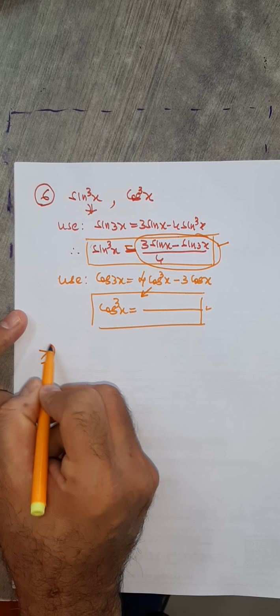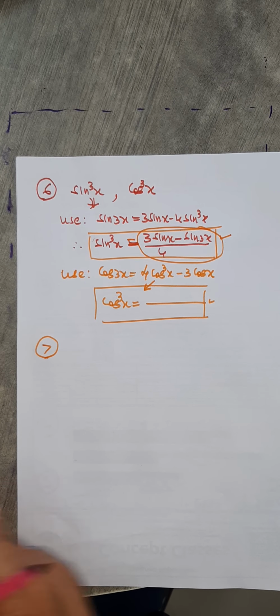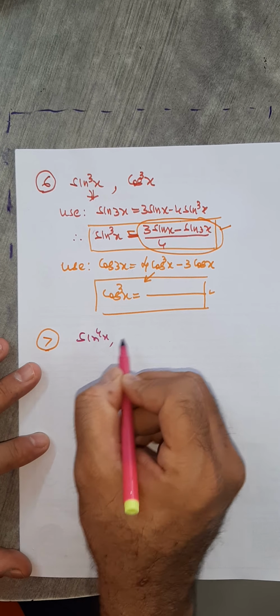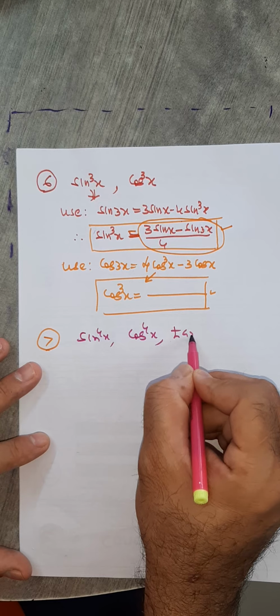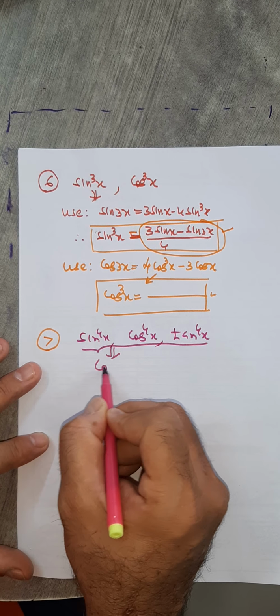One more point, the 7th point here. If you have such bigger powers, like sin raised to 4, cos raised to 4, tan raised to 4, such powers for example, then what you can do, use the concept of trigo.